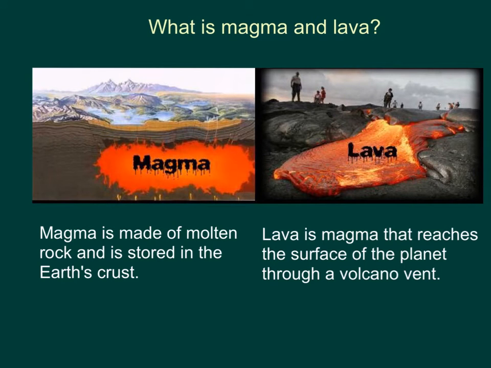The first question we're going to consider is what is magma and lava? These sketches here demonstrate the difference between magma and lava. So magma is made of molten rock and is stored in the Earth's crust, so it's inside the Earth, whereas lava is magma that reaches the surface of the planet through a volcanic vent. So magma is below the Earth's surface, lava is above the Earth's surface. Both molten rock, but the distinction is where they're located.